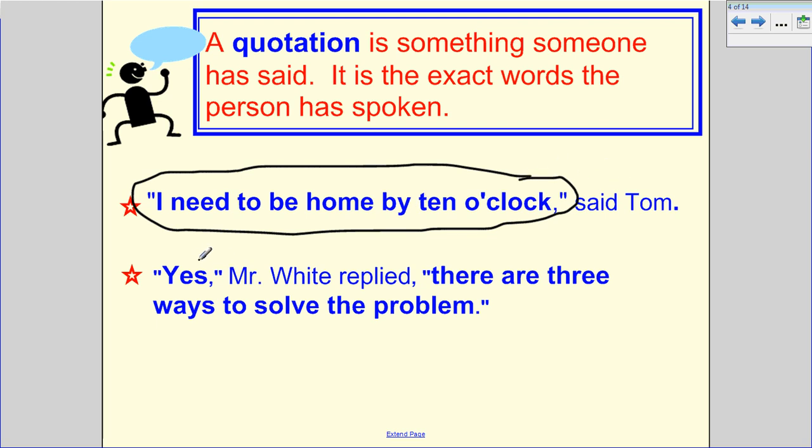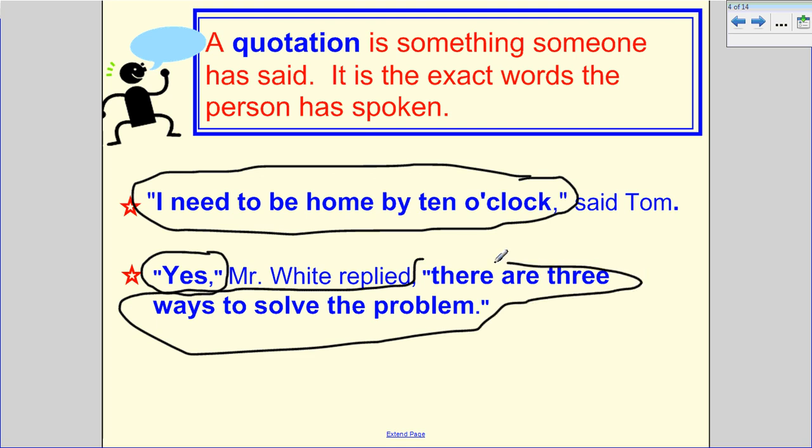If we look at the next one, "Yes," Mr. White replied, "there are 3 ways to solve this problem." The only things that Mr. White said were "yes" and also "there are 3 ways to solve this problem." So what you need to do here is just put quotation marks around the things that he has said.